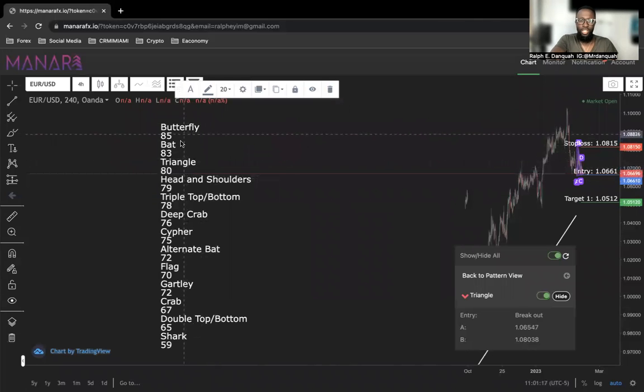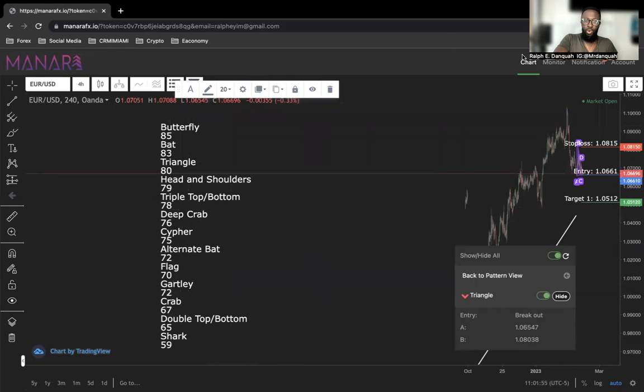Here you can see the most successful patterns as of right now. The butterfly is 85% win rate. The bat pattern is 83% win rate. The triangle is an 80% win rate. Head and shoulder is 79%. Triple top and triple bottom is 78%. Deep crab is 76%. Cipher is 75%. Alternate bat is 72%. The flag pattern is 70%. Gartley is 72%. So we can see that there are 10 patterns that are 70% and above. So you choose which one you want.